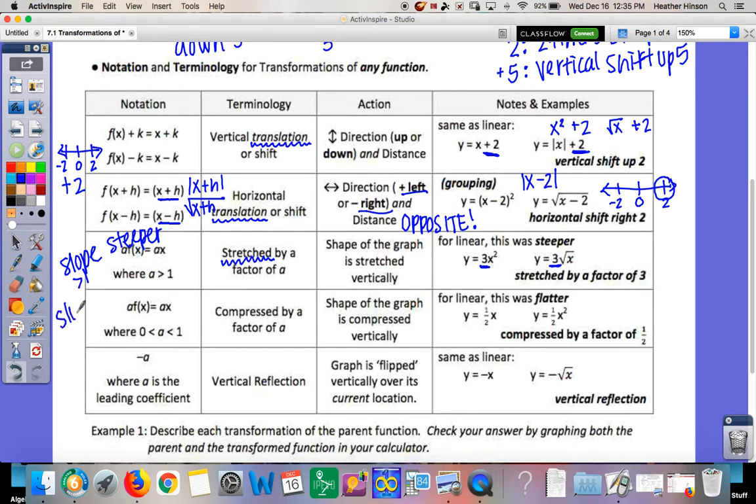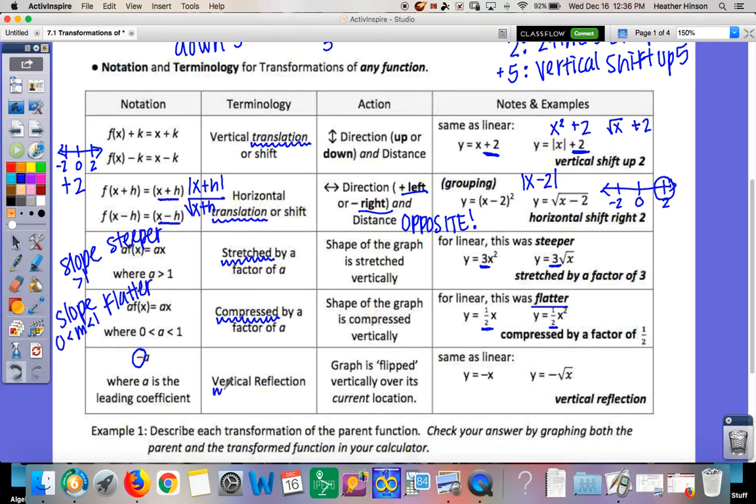Last semester, we also looked at slope that was between 0 and 1, and that we said was flatter. This semester, we're going to call it compressed. That's another word they could use to describe the slope when it's between 0 and 1. So instead of using the word flatter, when your number is less than 1, we're going to compress it by a factor of whatever the number is. In this case, 1/2. So whatever your number is in front, if it's between 0 and 1, it's going to compress. And then, just like before, if we have that negative on our slope, that's a reflection.